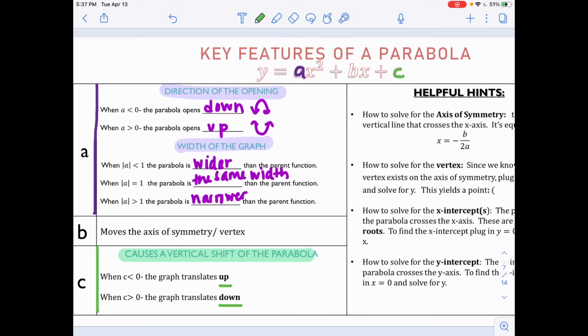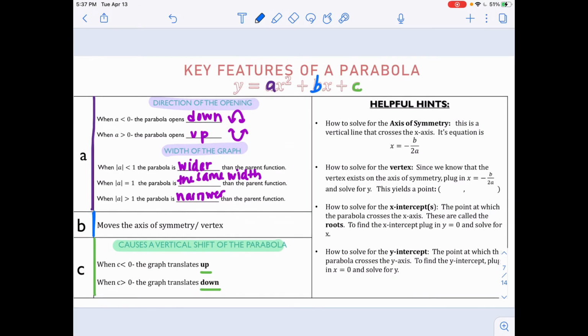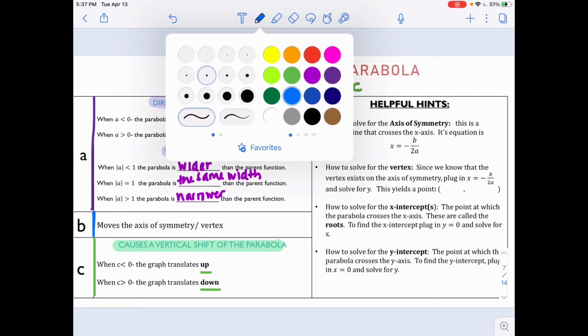Which then brings me to b. What does our b do? Now, as we explored in class, b really just affects the axis of symmetry and our vertex. Okay, so b has a lot of features to it, and we're going to explore a little bit of that in a moment. But let's take a look at the right-hand side of this table. Everything on the right are just some helpful hints.